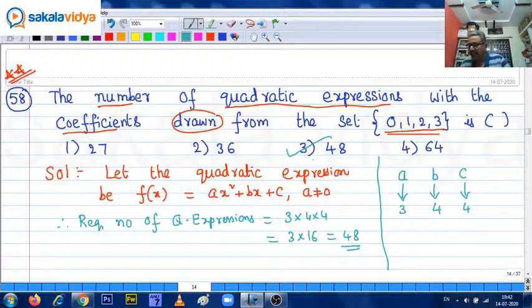This is very, very important. This question is very, very, very important. You remember this one. That means we can frame 48 quadratic expressions with the help of the set 0, 1, 2, 3, by giving different values for a, b, c, but provided a does not equal 0. That condition we need to keep in mind. Okay.